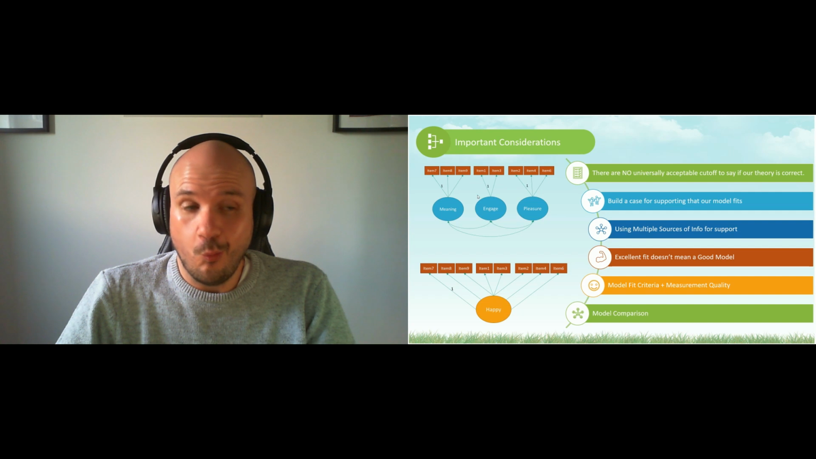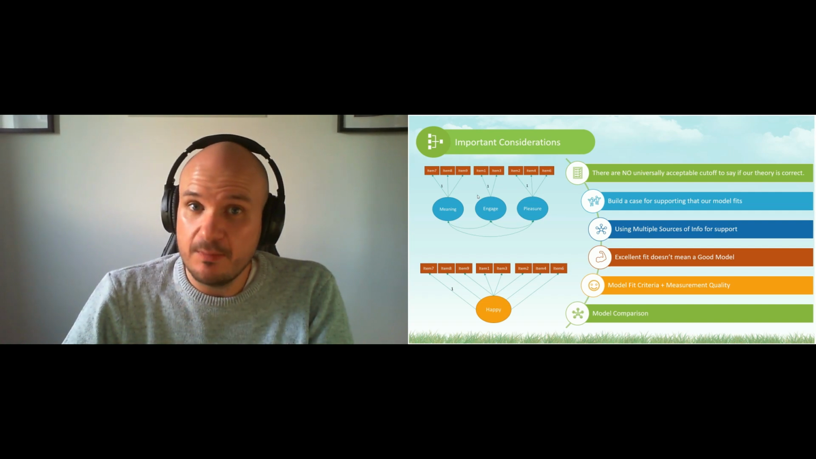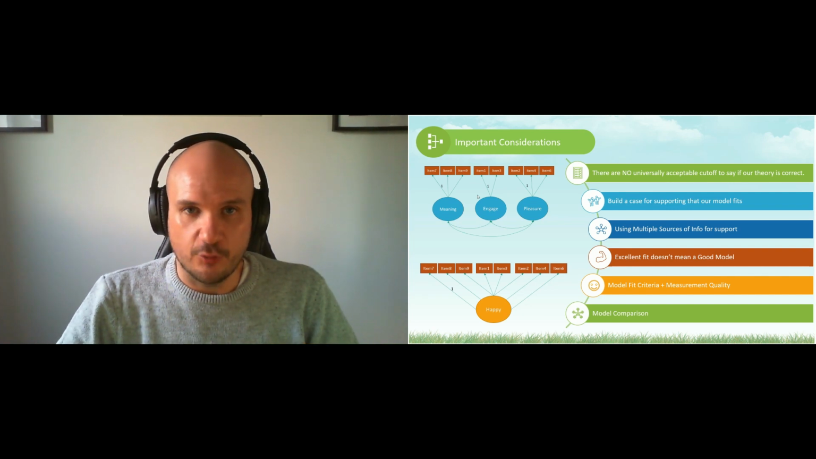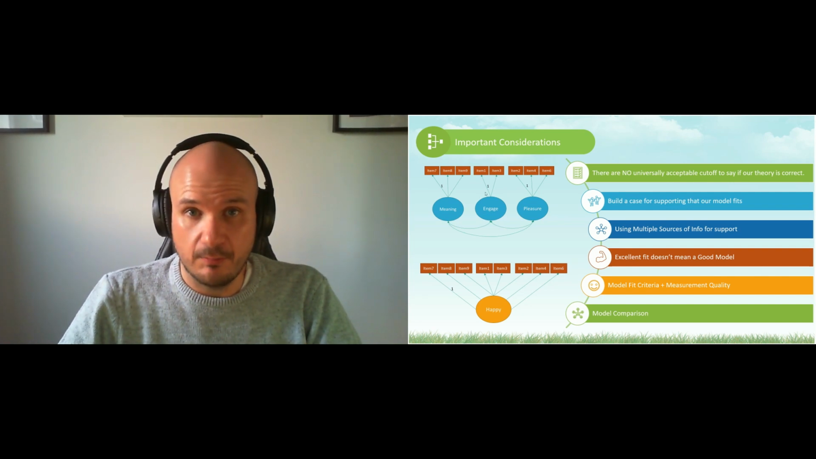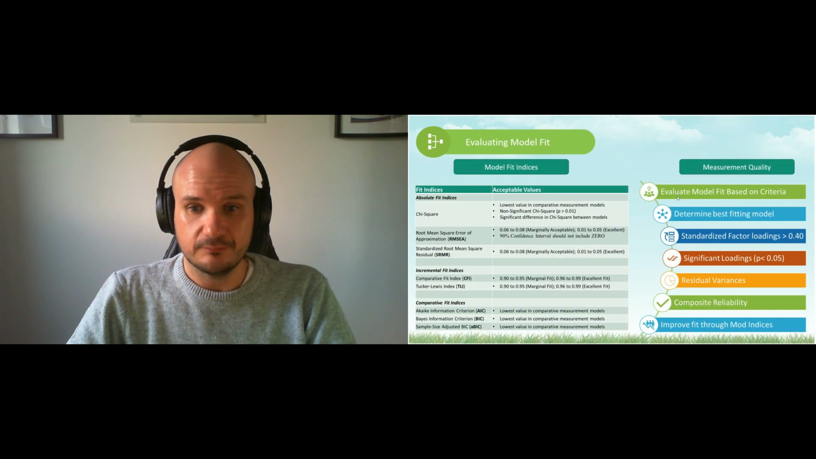And you have to do this for every single model that you assess, because we utilize a competing measurement modeling strategy. So you have four or five theoretically informed models, and then you systematically compare them in order to see which one is the best. So let's look at what the specific criteria are.